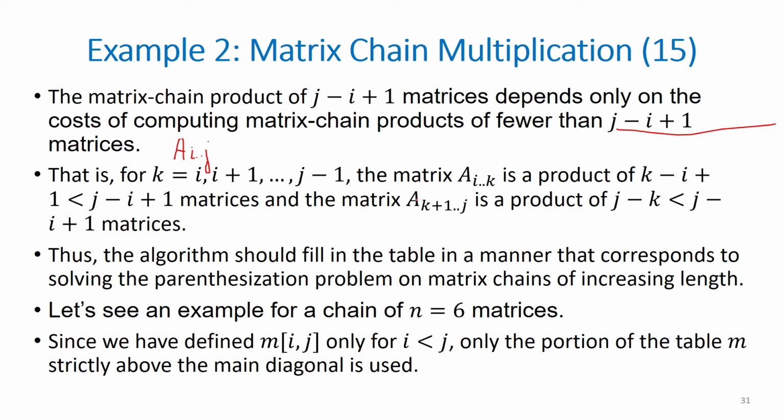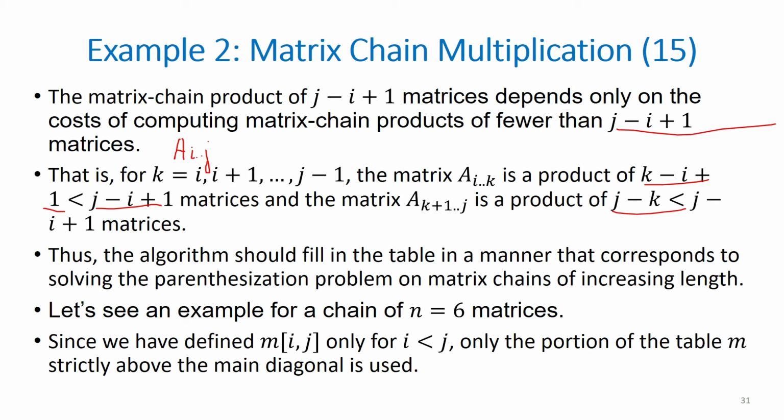The number of matrices in the first subchain, that is A i to k, is k minus i plus 1, which based on the value that k can take is less than j minus i plus 1. Similarly, the second subchain, A k plus 1 to j, has j minus k number of matrices, which again is lesser than j minus i plus 1. With this said, we see that the DP algorithm fills in the table by solving the parenthesization problem for smaller subchains first and then increasing the length of the chain.